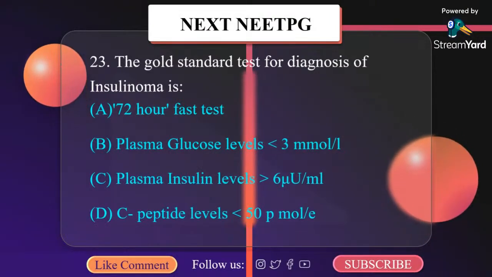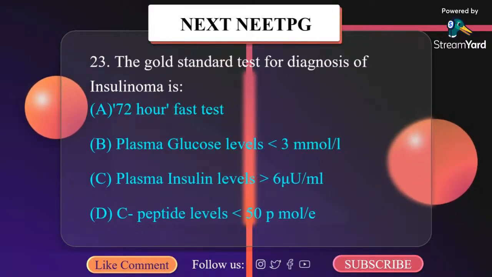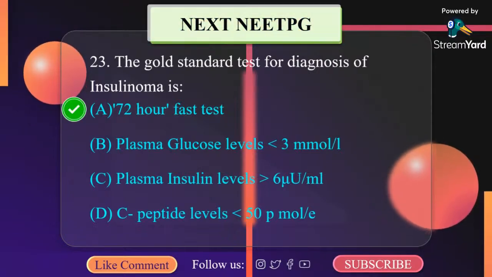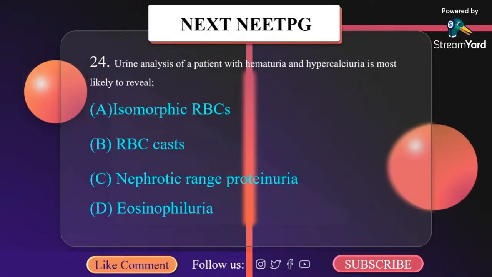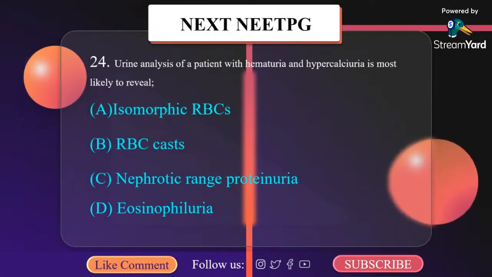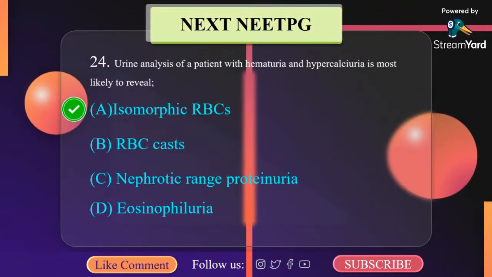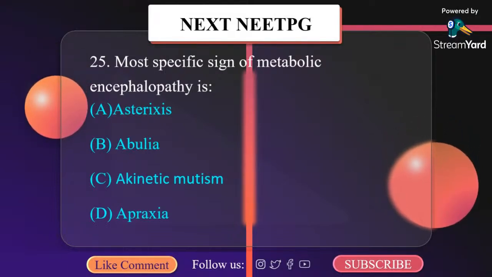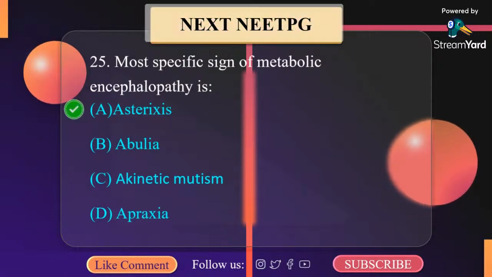72-hour fast test. B. Plasma glucose level less than 3 millimole per liter. Plasma insulin level more than 6 microunit per ml. C. Peptide level 50 pmol. The 72-hour fast test. Urine analysis of patient with hematuria and hypercalciuria is most likely to reveal A. Isomorphic RBCs, B. RBC cast, nephrotic range proteinuria, eosinophiluria. The isomorphic RBCs. Most specific sign of metabolic encephalopathy is A. Asterixis, B. Abulia, C. Akinetic mutism, D. Apraxia. It is asterixis.